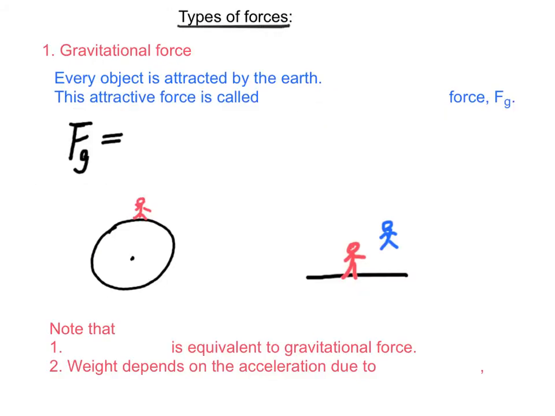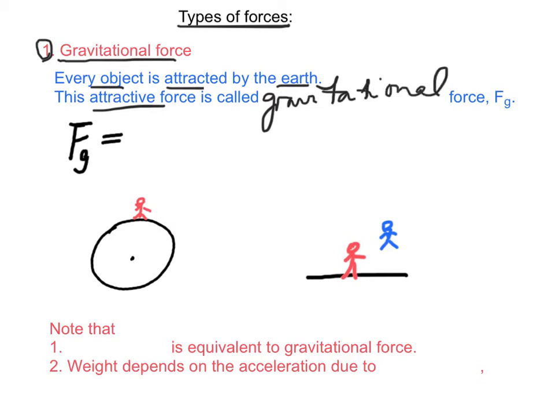Types of forces. First is gravitational force. Every object is attracted by the Earth. This attractive force is called gravitational force. The symbol is Fg. Fg is equal to the product of the mass of the body and the acceleration due to gravity at the point.